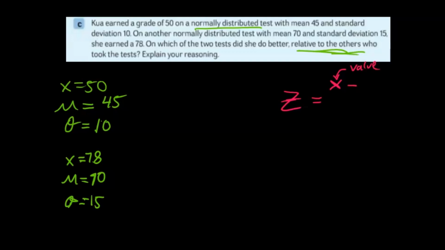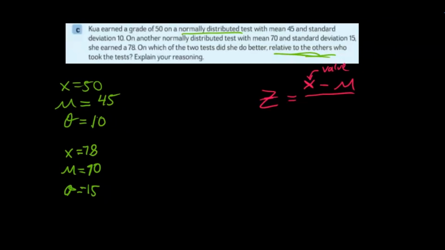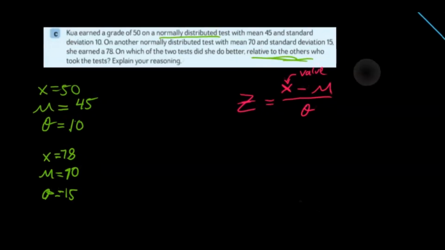You're going to subtract the mean. The reason you do that is because if X is less than the mean, you're going to get a negative number, which makes sense because when you account for standard deviations, it's going to be in the negatives. Then we divide this by the standard deviation. Let's plug in the numbers now. If X is 50, subtract mu, which is 45, divide this by 10. That's going to give me 5 over 10.